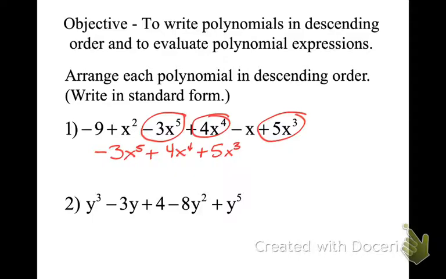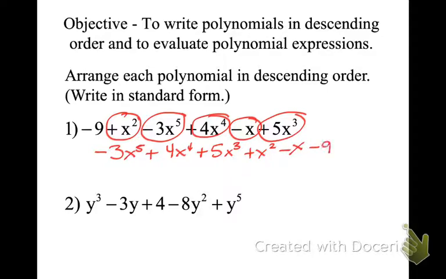Minus 9 plus x. Nope. We're going in standard form, descending order. Oh, x squared. Okay. Plus or minus? Plus x squared. Plus x squared. Okay. Next, go. Minus x. Minus x. And finally, we have, finish it up.